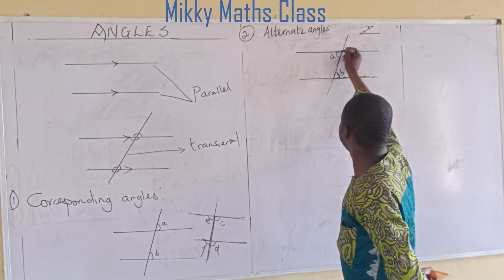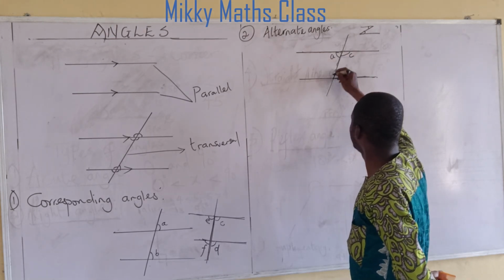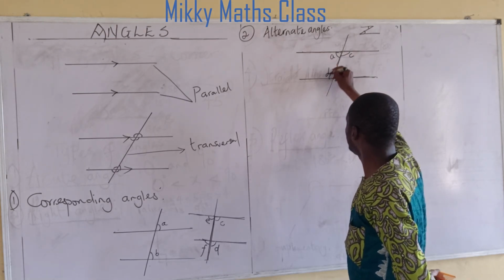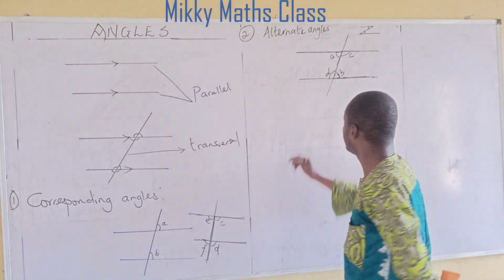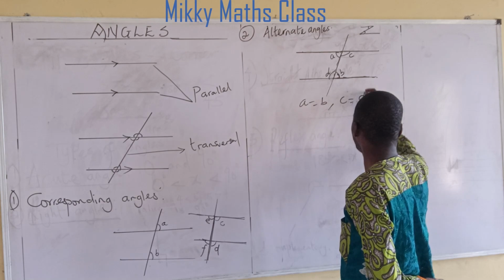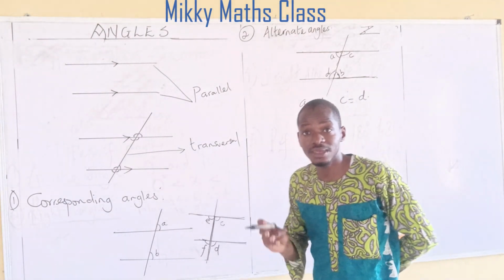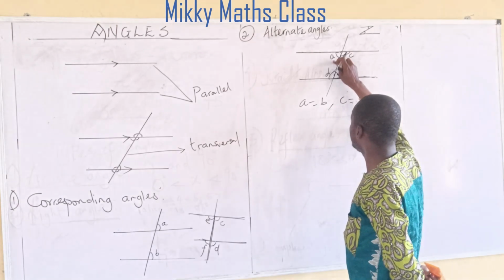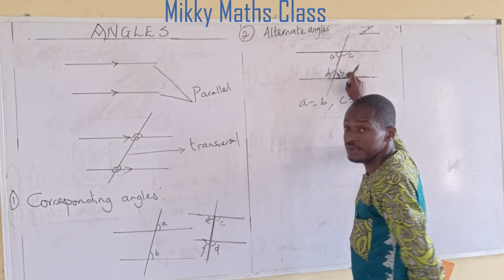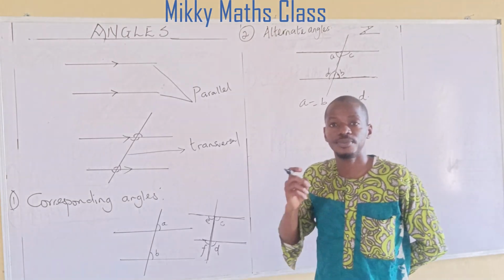If I can write a Z from here too, if I put this as my C, this place will be the alternate angle. That means our A equals B and our C equals D. Whatever the value of A and B is, if A is 20, B will also be 20 because alternate angles are equal.